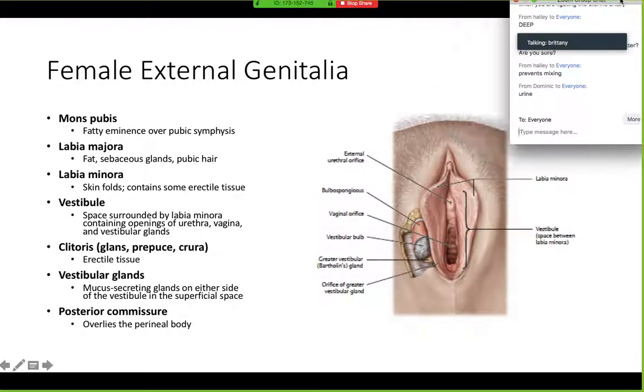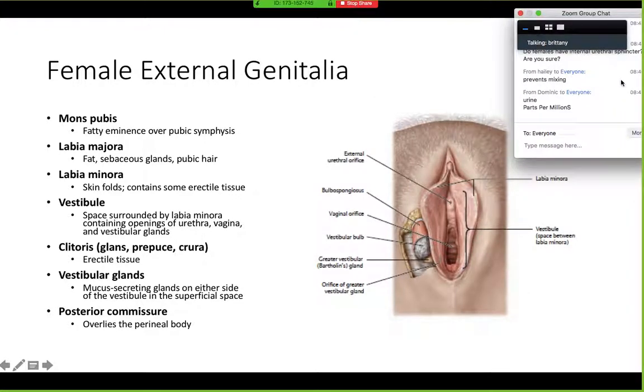All right, so some female external. Yeah, so many parts. Okay, so female external genitalia. You really just got to chalk this up to memorization. So the mons pubis, that's this fatty eminence that lies over the pubic symphysis.